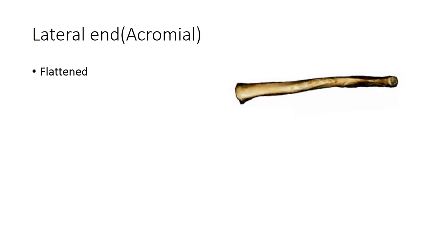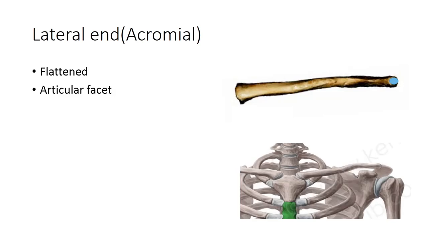The lateral end, which is also called the acromial end, is flattened. So this part, the red dotted line box, is the lateral end, which is flattened, and it has an articular facet. This blue dot shows the articular facet for articulation with the acromion process of the spine of the scapula. That is why the lateral end is also called the acromial end. So here in this photograph, the lateral end articulates with the acromion.